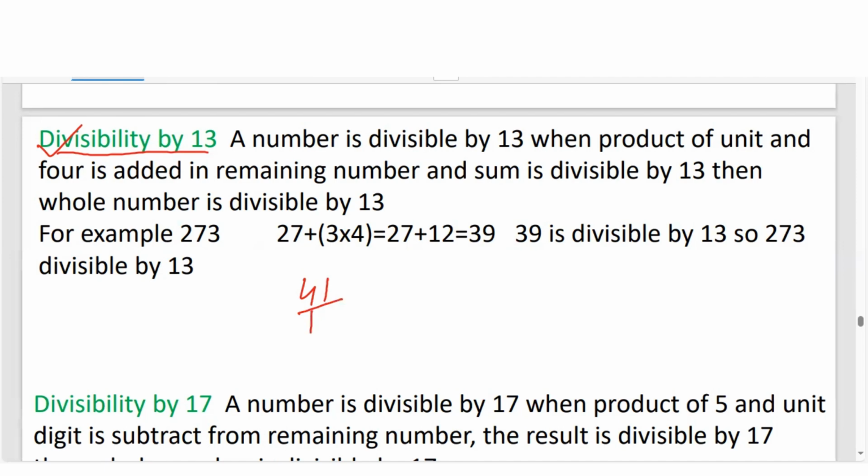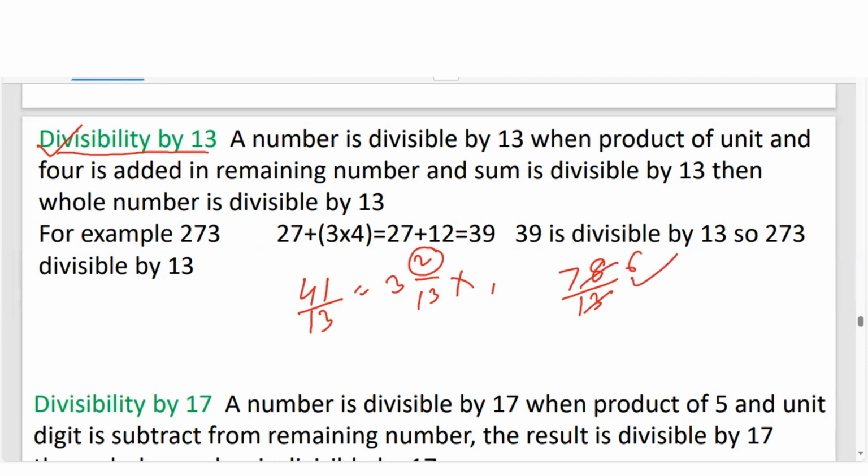Then you know the 13 table well. 13 3s are 39. So we are getting a remainder of 2. So this 2 is the remainder, which means this number is not divisible by 13. If another small number is given, suppose 78, and you want to check whether that number is divisible by 13 or not, everyone knows 13 6s are 78. The remainder is 0. So that number is divisible by 13.